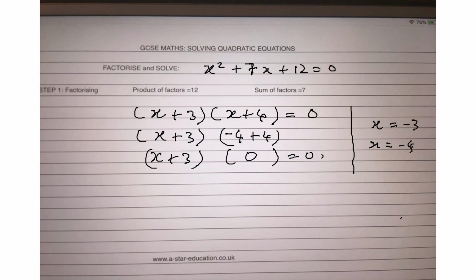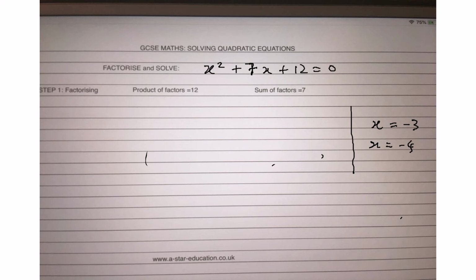Okay, so we're essentially done. We found the two solutions of x which will satisfy this factorized form of the equation, right? And seeing as this equation is the same as that equation, if this equation is equal to 0, then these values of x, which satisfy this, must also satisfy the original equation. And we can do a check at this point to see if we've got the right solution. So let's just quickly do that.